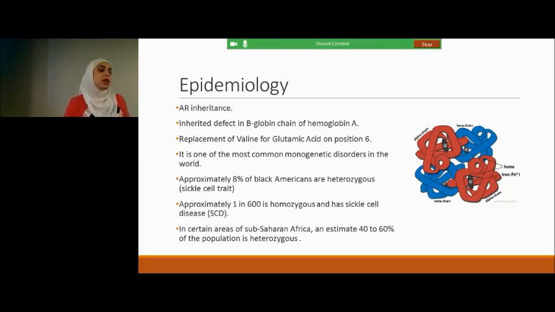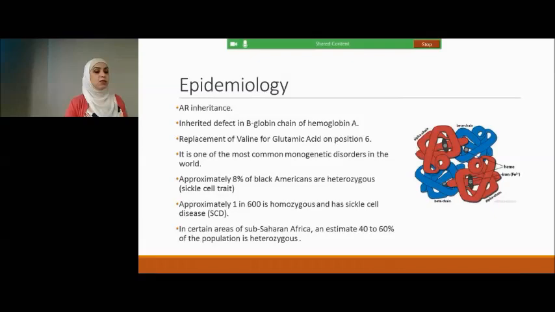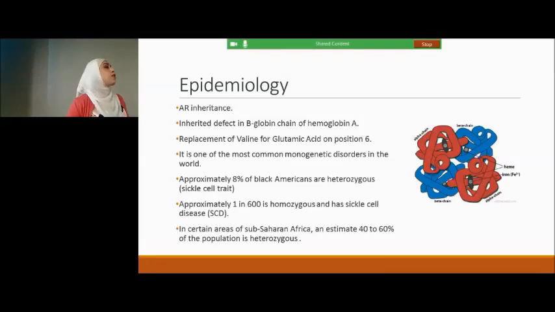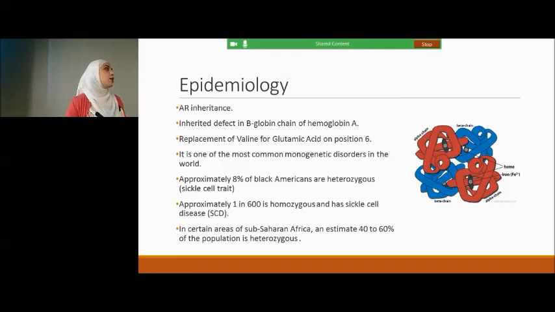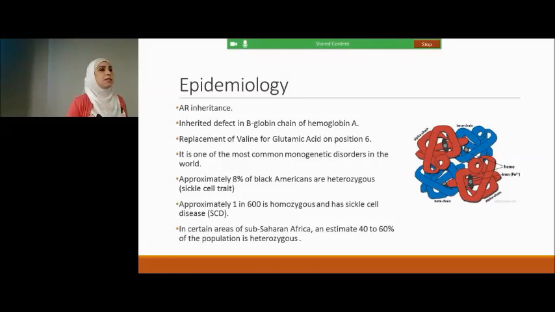In recent epidemiological studies, it was found that approximately 8% of African American population in the United States are heterozygous for the disease, which means that they have the sickle cell trait, and 1 in 600 actually have homozygous mutations, which makes them sickle cell disease proper. Also, it's common in other areas of Africa, as common as 40 to 60% to carry one mutation or be heterozygous for the disease. So you can see how common it is, especially in the African American population.